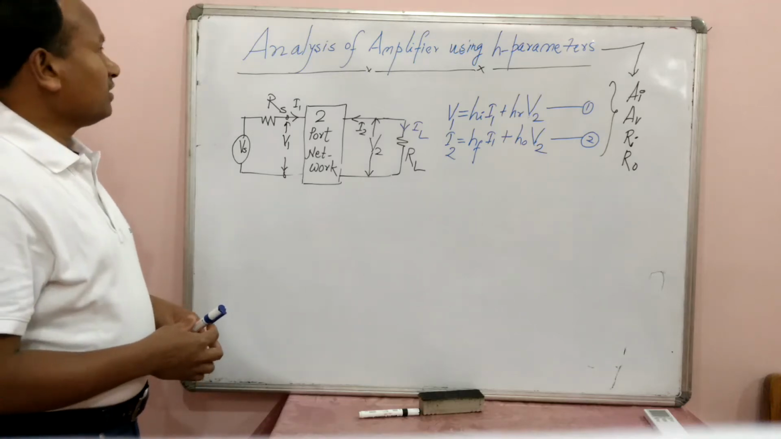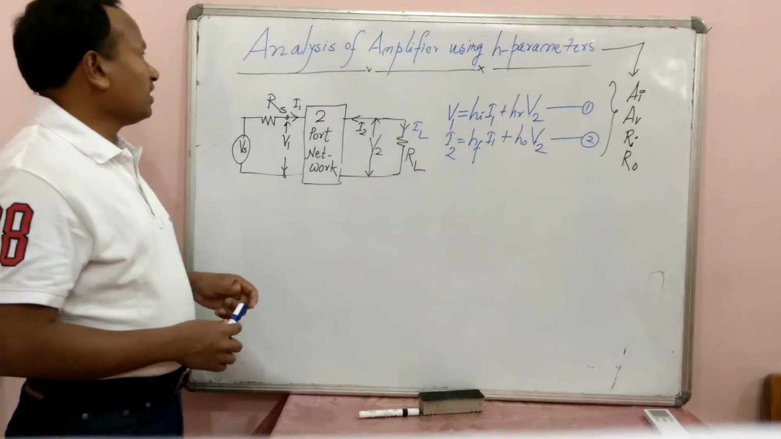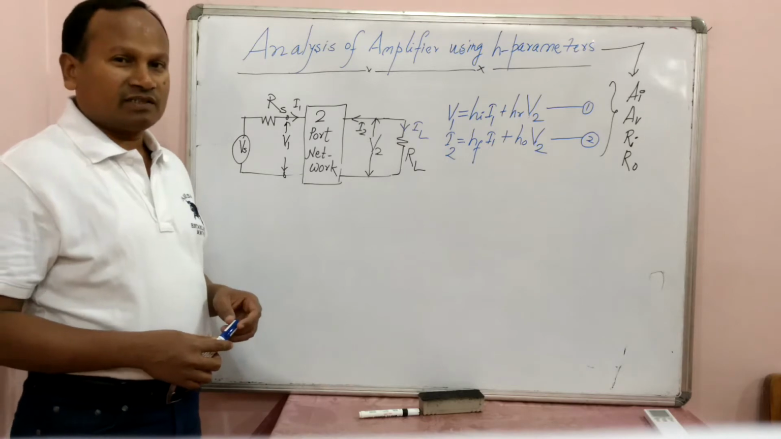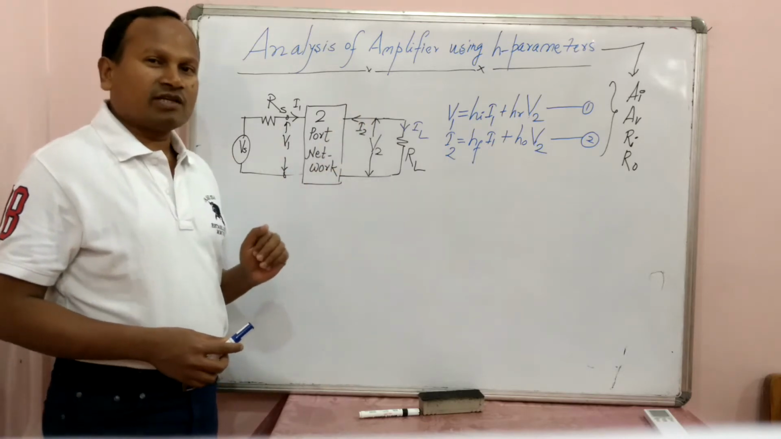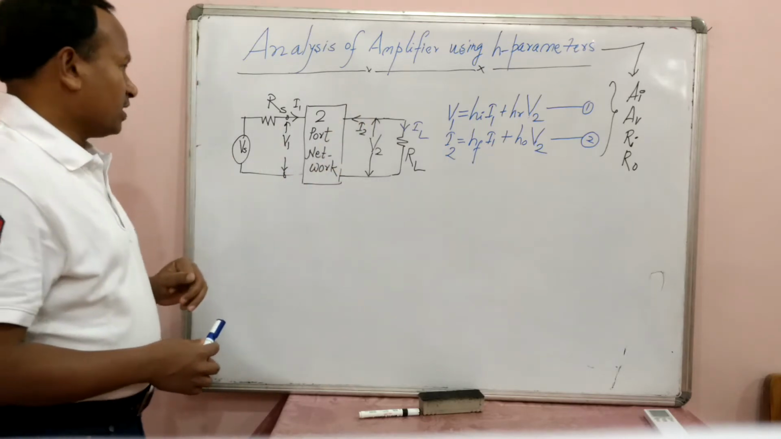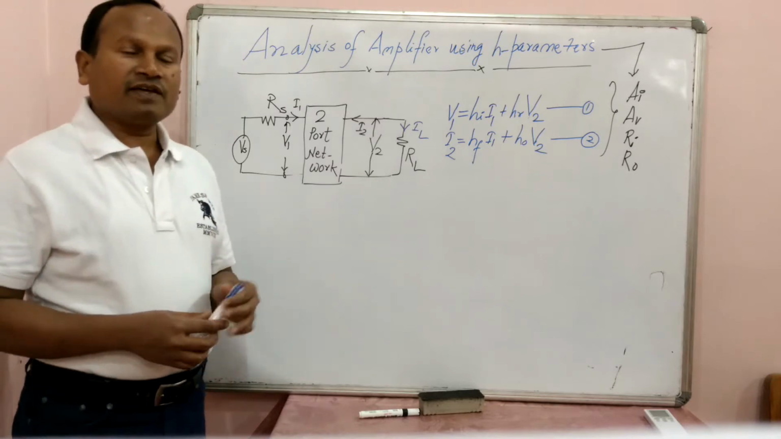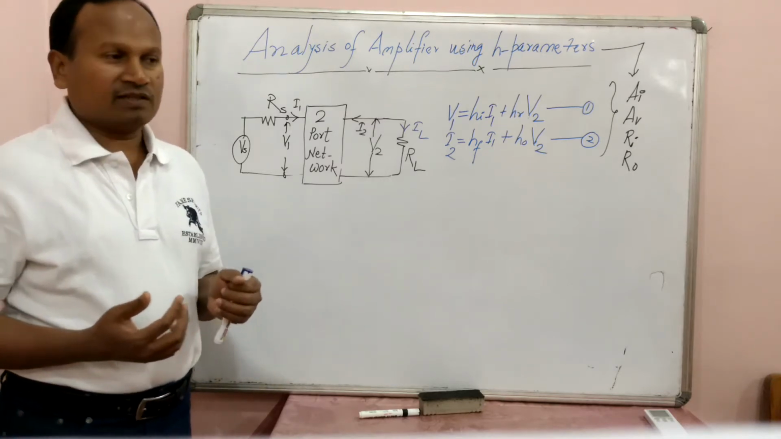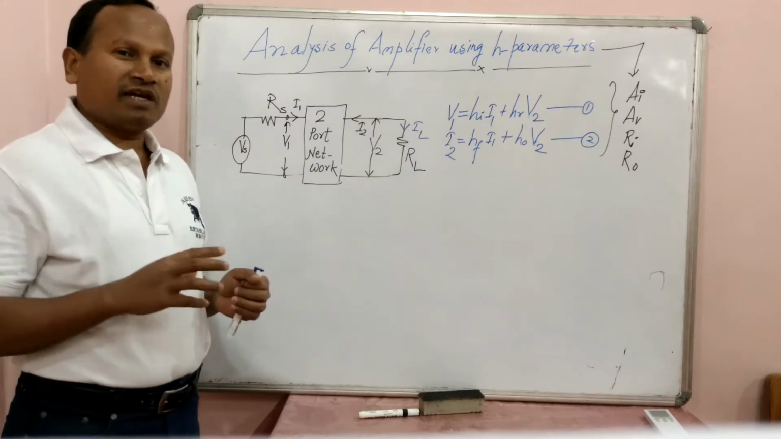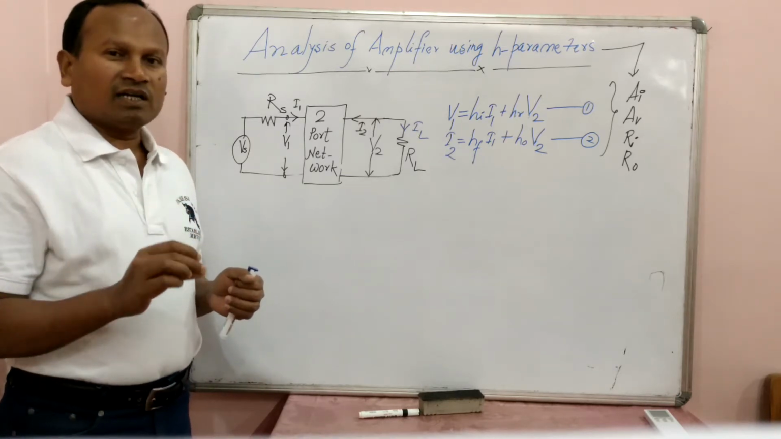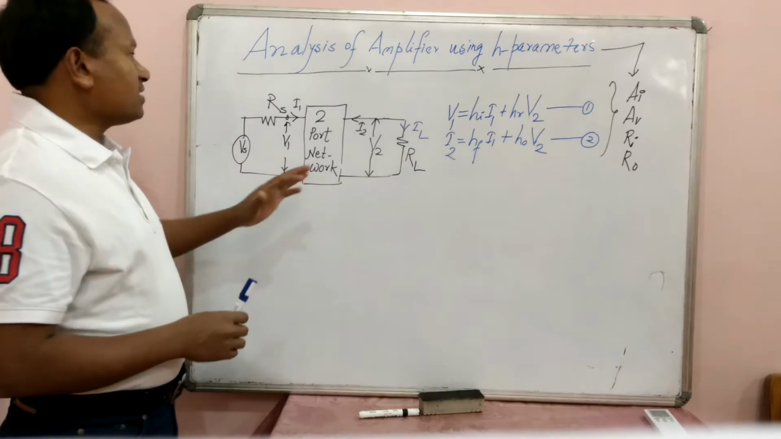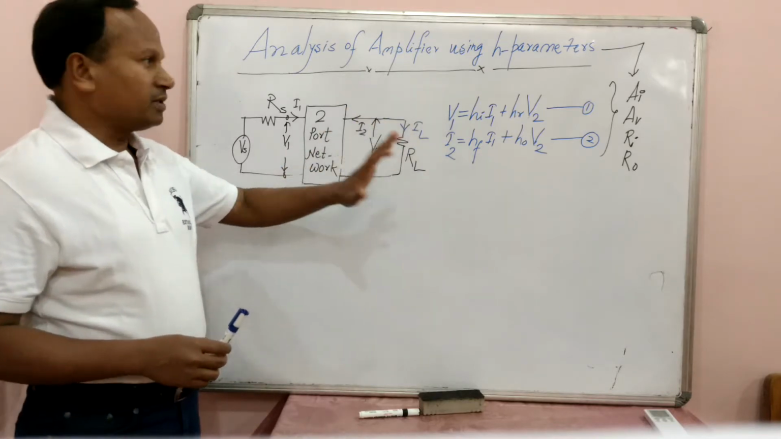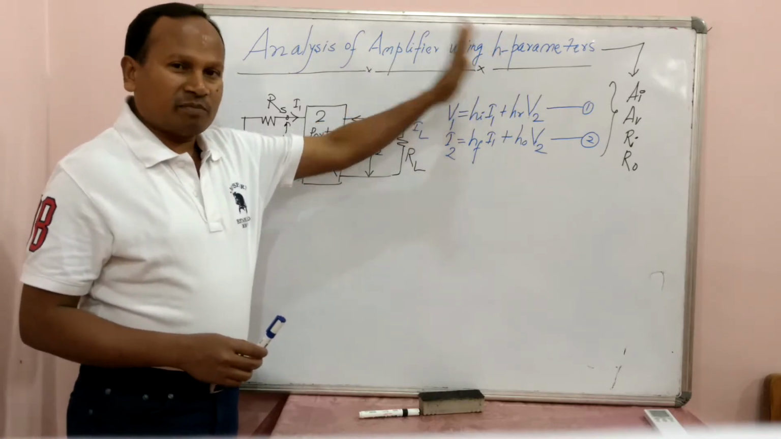Hello, in this lecture we are going to discuss the analysis of transistor amplifier using H parameters, or the H model concept. As we know, there are three configurations of transistors: common emitter, common base and common collector. All the analysis can be made by using a simple, common concept, and that concept is nothing but the hybrid model concept, utilizing hybrid parameters.